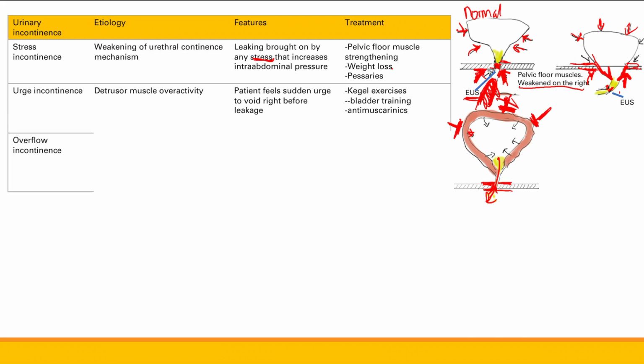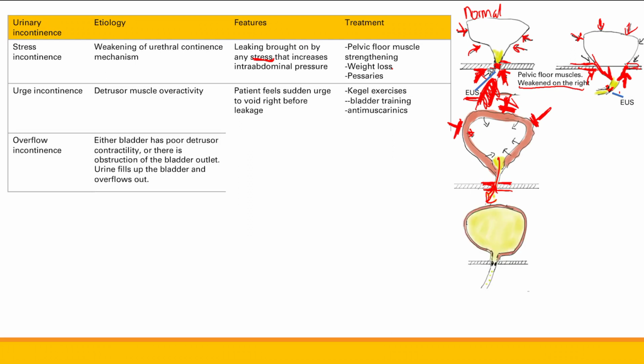Finally, we have overflow incontinence. What is that? Look at the name. Your bladder fills up too much, and then it's going to overflow. It's like a cup: you fill it up too much, and it's going to overflow and come out the urethra. Why would a bladder overflow? There's two possibilities. Either the bladder has poor detrusor activity, so it doesn't squeeze, or there's an obstruction, so it's harder for urine to get out. Both can cause the bladder to overflow. It fills up to its capacity, and then urine has to go out somewhere, so it leaks out.